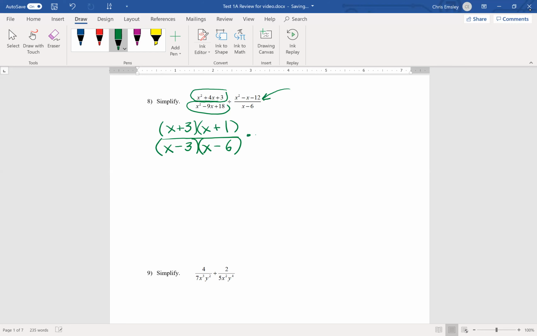Okay, then I'm going to go ahead and flip the other one. So to get the reciprocal, the x minus 6 goes up top. And then we can factor that final polynomial. We need factors of negative 12 that are going to give a difference of negative 1. So a 3 and a 4, with the 4 being negative and the 3 being positive. Then when we multiply two fractions, we just multiply straight across the top and straight across the bottom. So we can go ahead and cancel any common factors here.